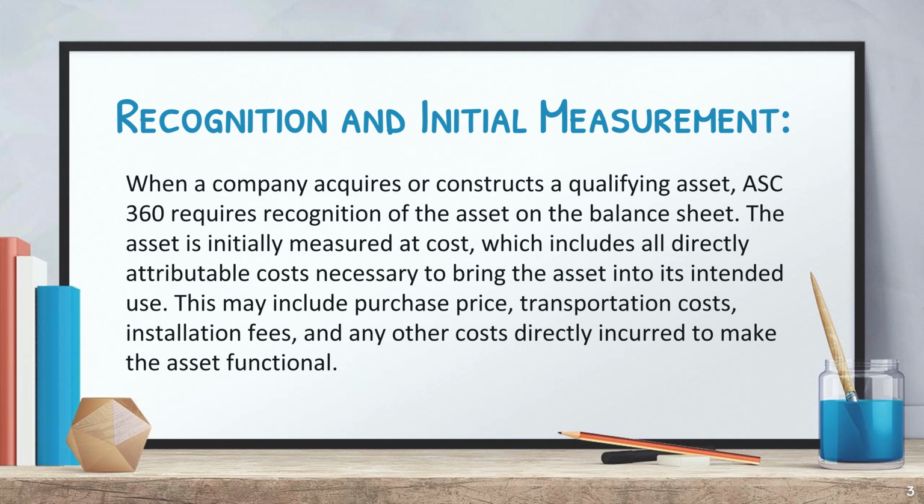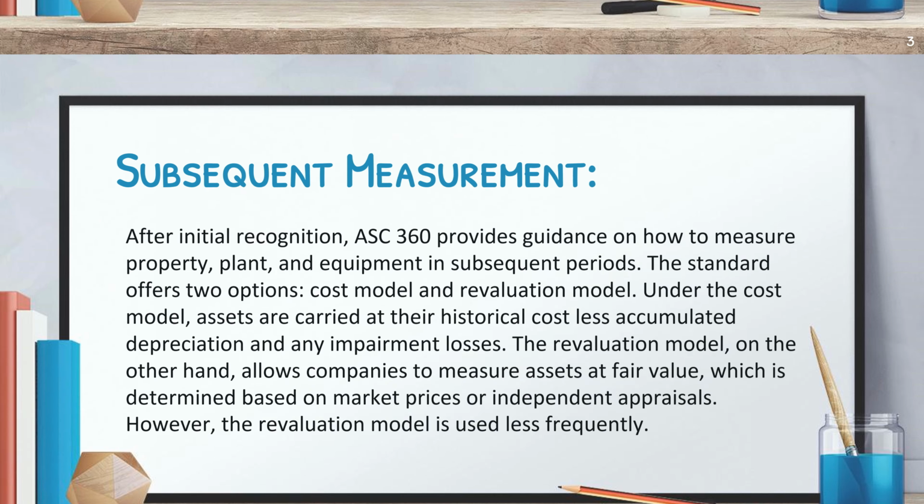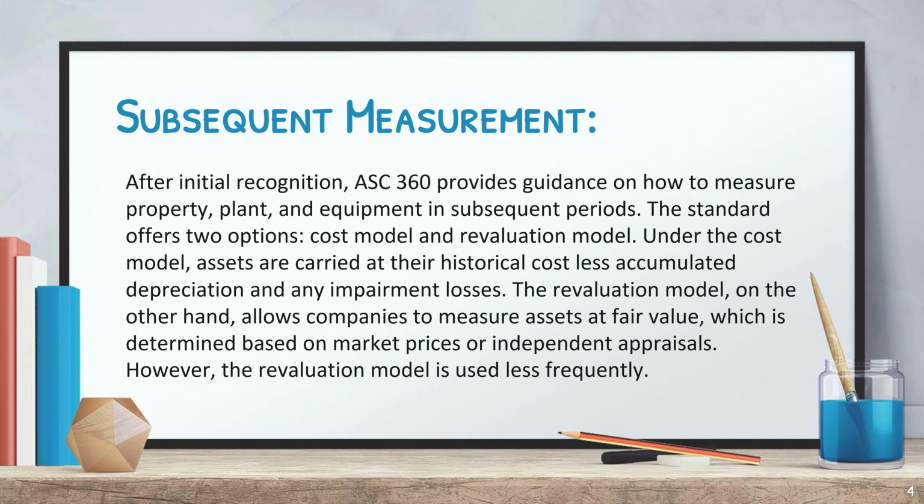When a company acquires or constructs a qualifying asset, ASC 360 requires recognition of the asset on the balance sheet. The asset is initially measured at cost, which includes all directly attributable costs necessary to bring the asset into its intended use. This may include purchase price, transportation costs, installation fees, and any other costs directly incurred to make the asset functional.